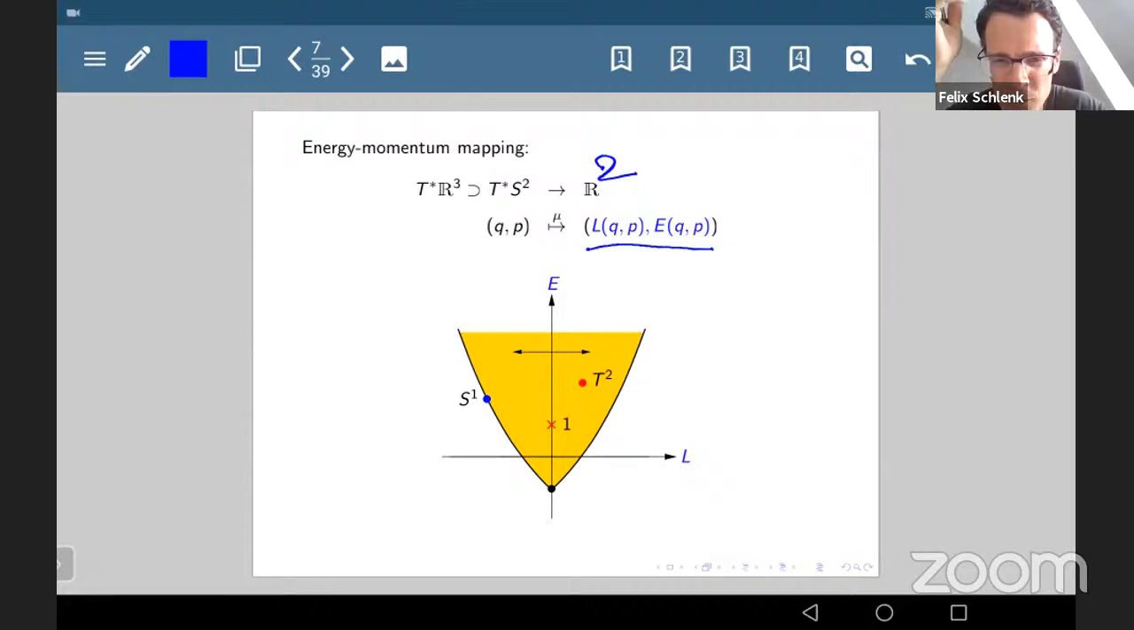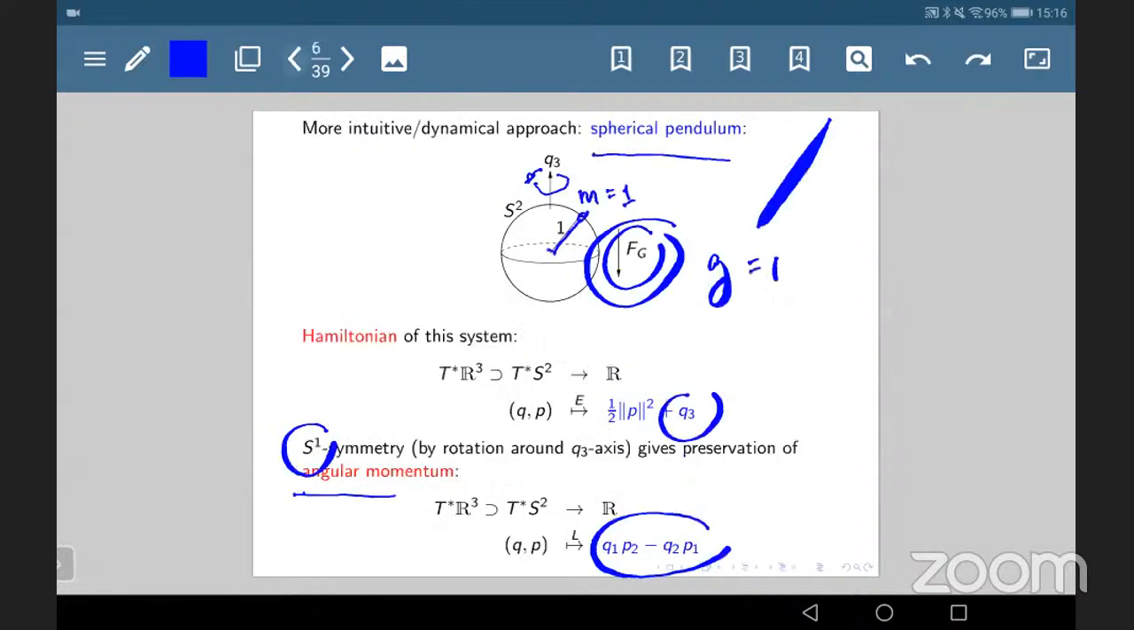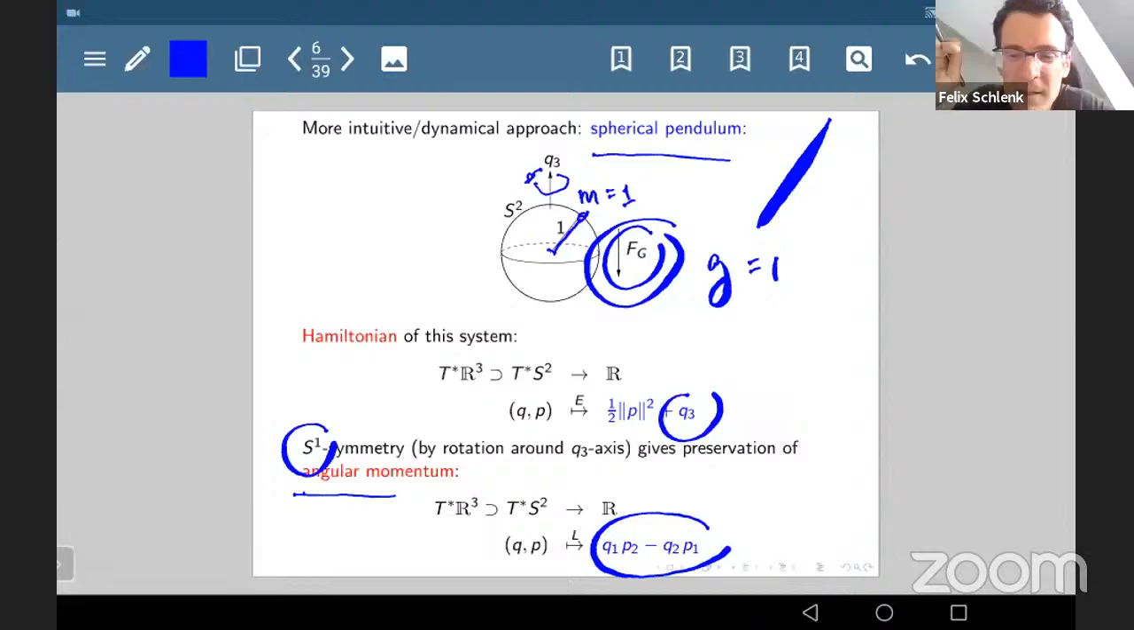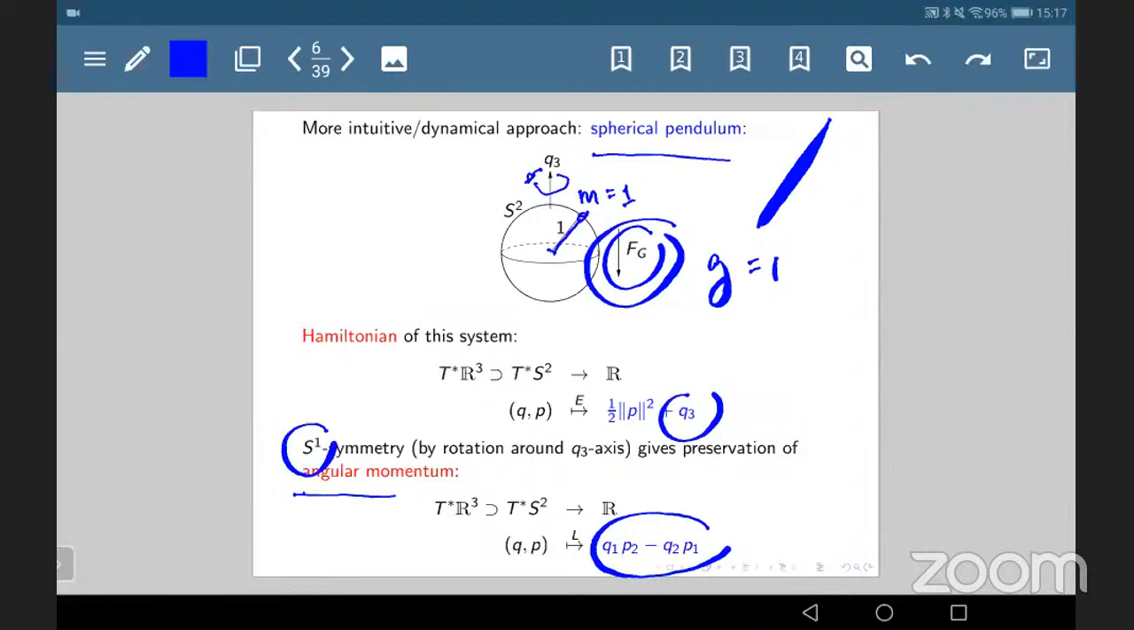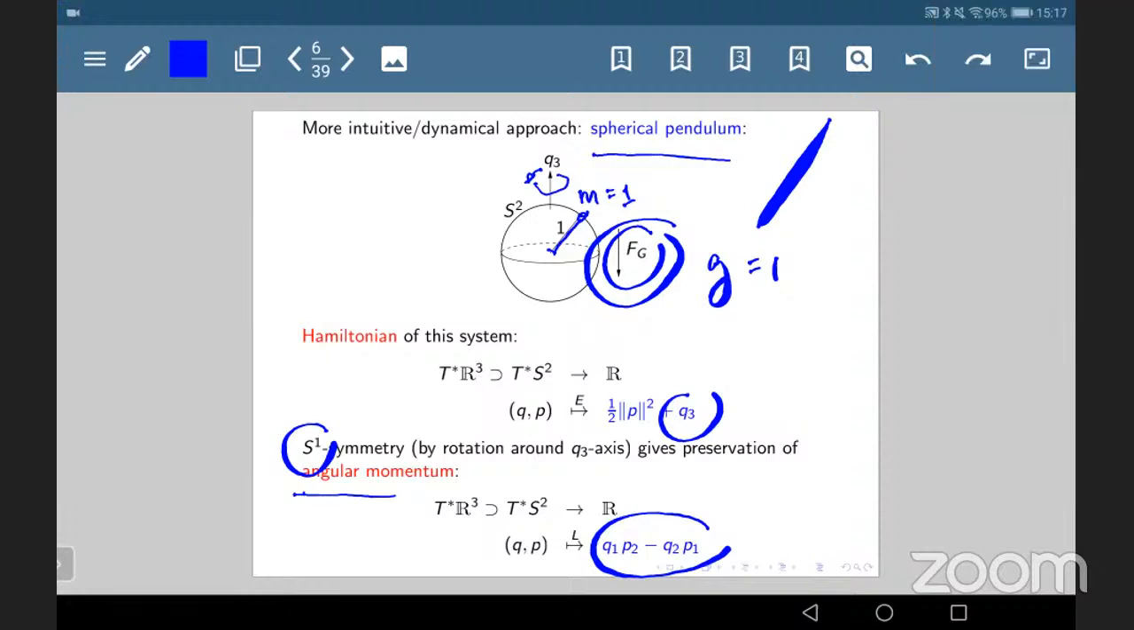Could you go back to the previous page? I forgot. Yes. The information. L. Where is L here? Oh, L. Okay, fine. I just want to remember what L was. Okay, thank you. Yeah, L is the angular momentum. You could write something like q cross p projected to the 1, 2 plane. Okay, thank you. Something like this.